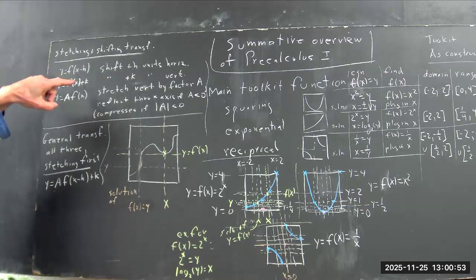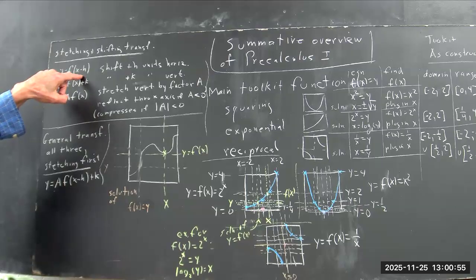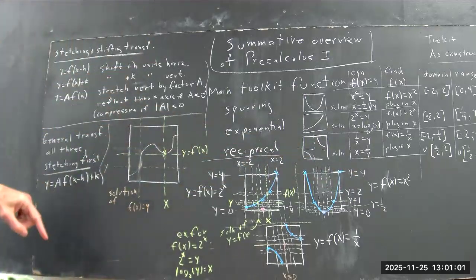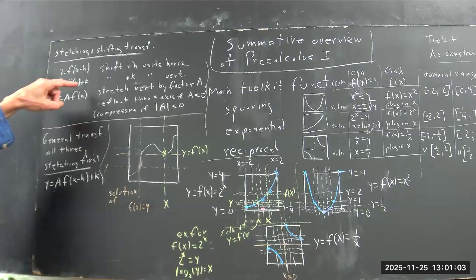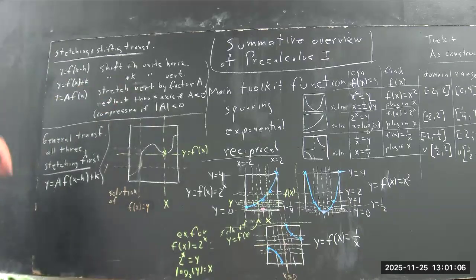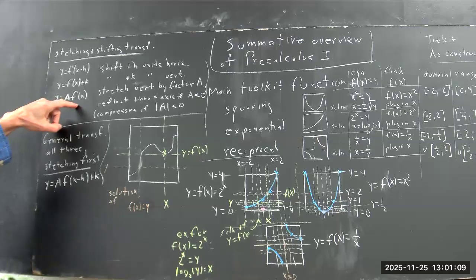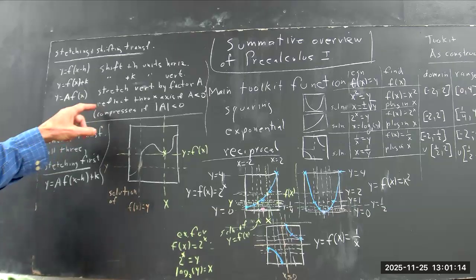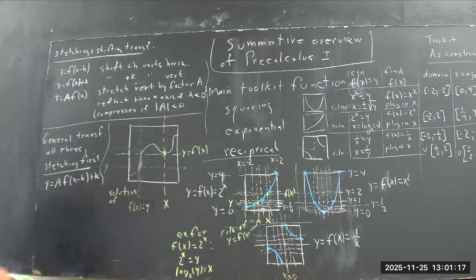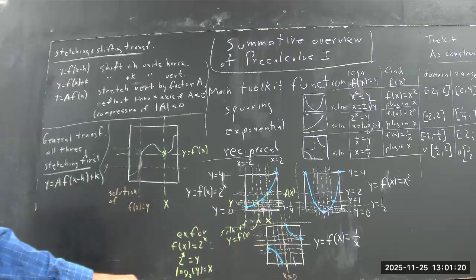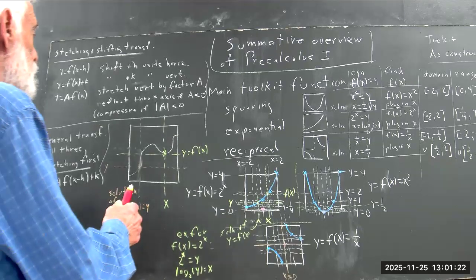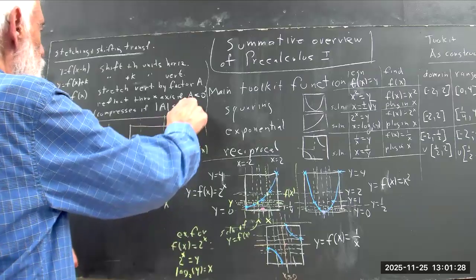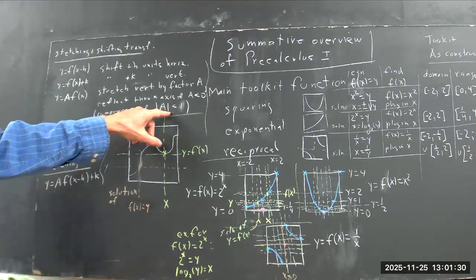Stretching and shifting transformations. y equals f of x minus h shifts your f of x function, whatever it is, plus h units in the horizontal direction. y equals f of x plus k shifts plus k units in the vertical direction. And a f of x stretches in your vertical direction by factor a. Also, it reflects through the x-axis if a is less than 0. And if the absolute value of a happens to be less than 1, it compresses.